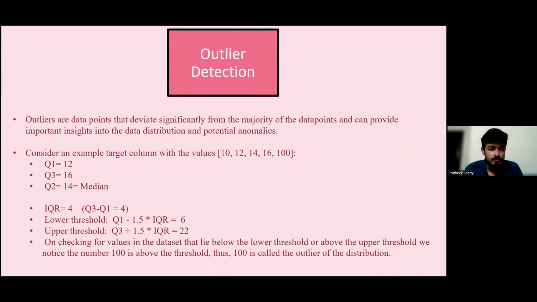Outlier detection. Outliers are data points that deviate significantly from the majority of the data points and can provide important insights into the data distribution and potential anomalies.